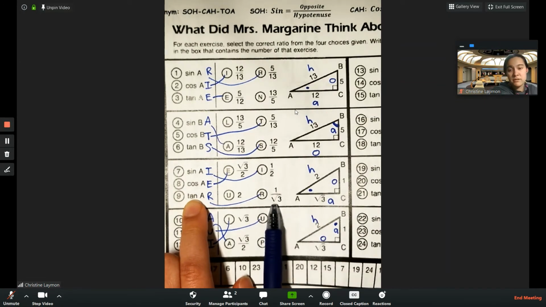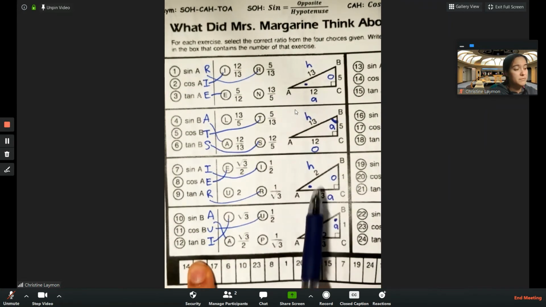Now do notice that right now there's a radical on the bottom. For the time being, that's perfectly fine. In the future, we might ask you to do something called rationalization, which means you'd get the radical out of the bottom. But for now, I'm not worried about that. Just make sure you can pick the correct parts and write it as the correct ratio.